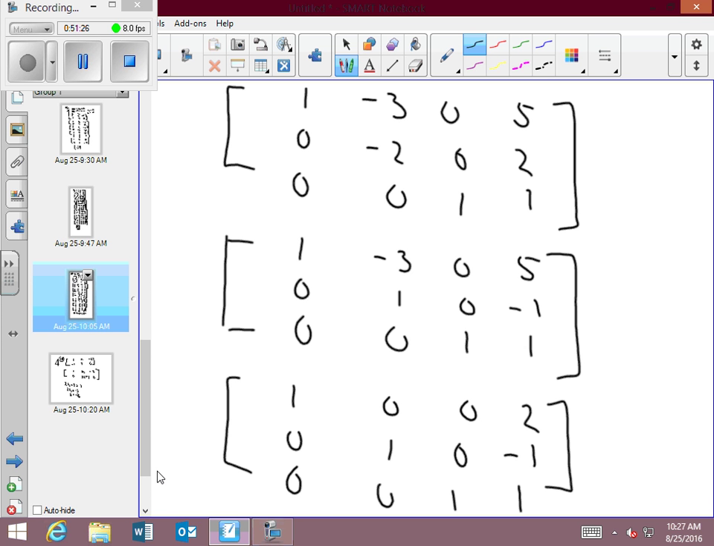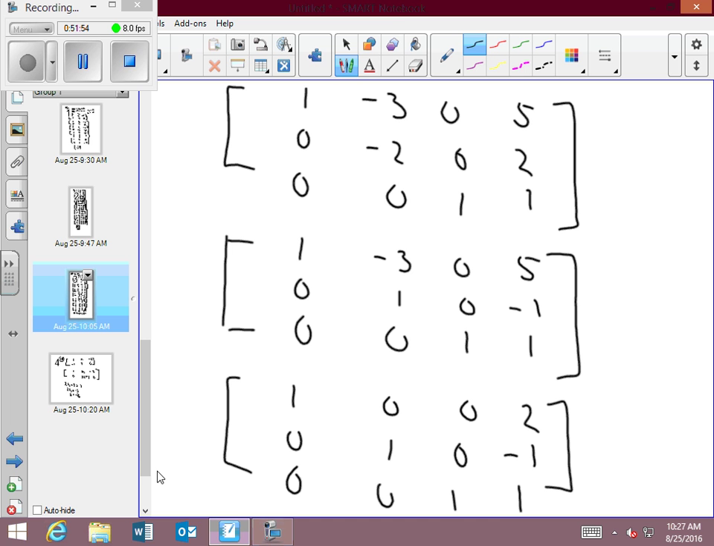My terminology is not right. The leading term in this row, the zeros are below it. The leading term in this row, the zeros are below it. And this leading term is to the right of the one above it. That's so that you get this diagonal with non-zero terms in the diagonal and then zeros in the column below.